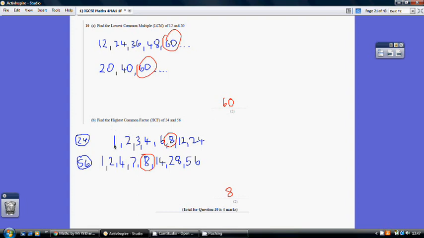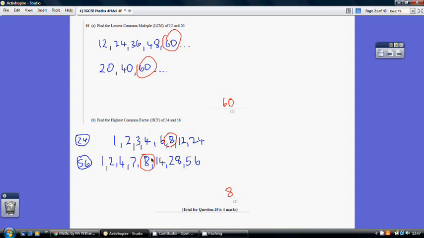Now for part B, let's just write out all the factors of 24. They're all the smaller numbers that when you times them together give you 24. So 1 times 24, 2 times 12, 3 times 8, 4 times 6. Those are all the factors of 24. And then all the factors of 56. Again, the whole numbers which when timesed together give you 56. So 1 times 56, 2 times 28, 4 times 14, 7 times 8.